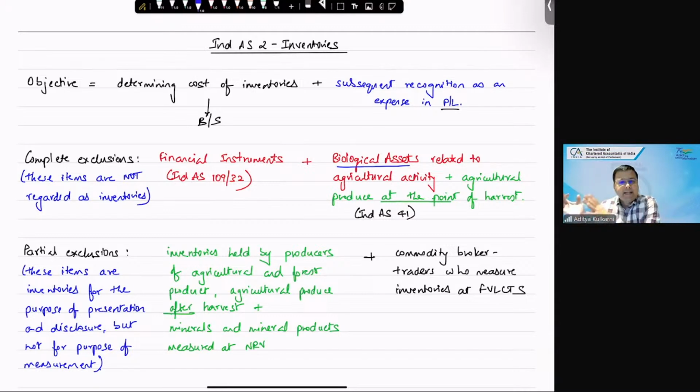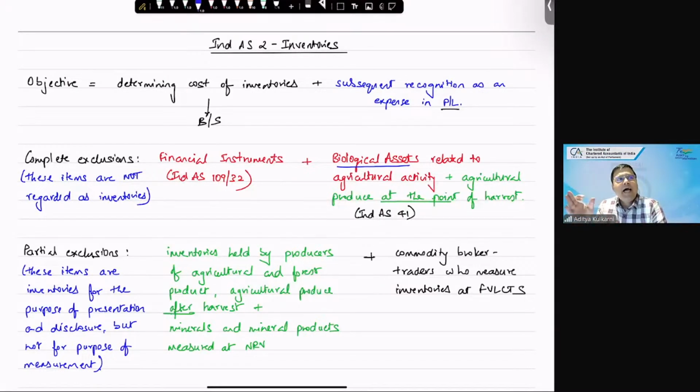Now, under the agriculture standard, there is something known as a biological asset. So what is a biological asset? A biological asset typically would mean any living animal or plant. If I look at a biological asset like a tree, for example, a tree fulfills the definition of a biological asset. Cattle fulfills the definition of a biological asset. Sheep. All these categories become your biological assets.